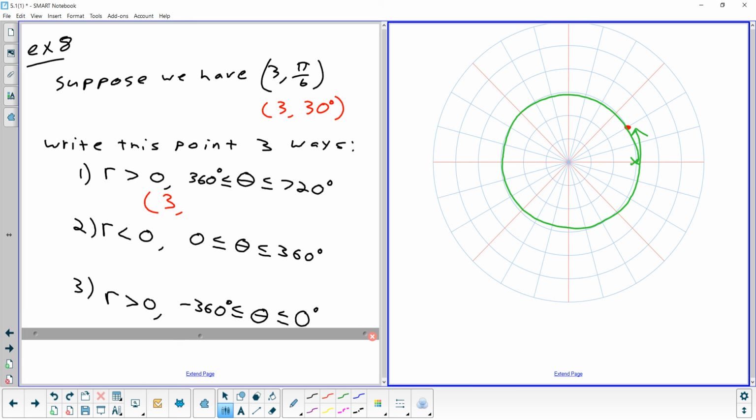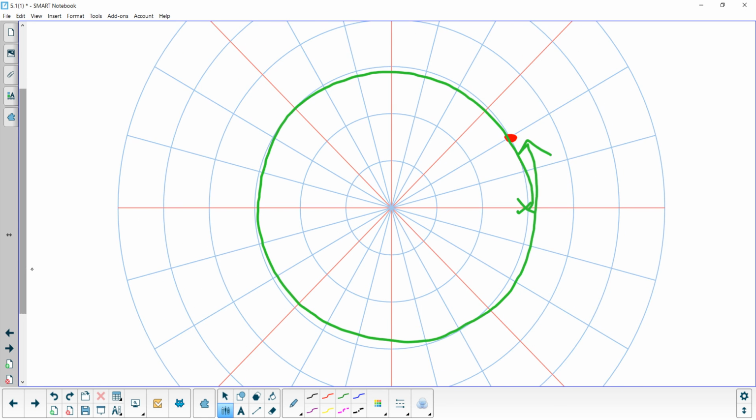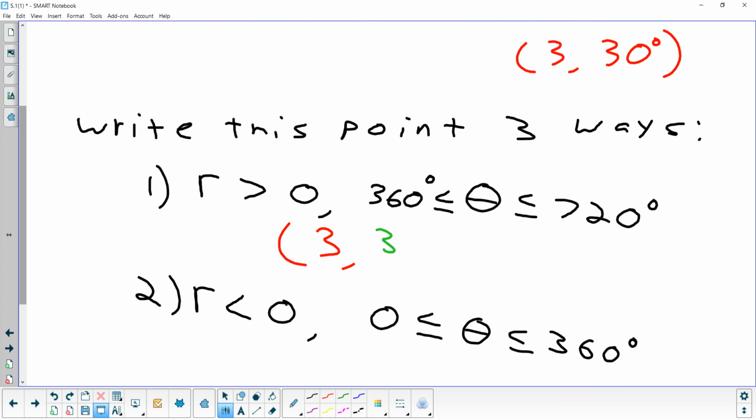So you can see how much I went around, and then how much extra I had to go to get up to the red dot. So what would my angle be in this case? Look at how much I went around, and then look at how many more sections I went. Yep, 390. So there's the first one.